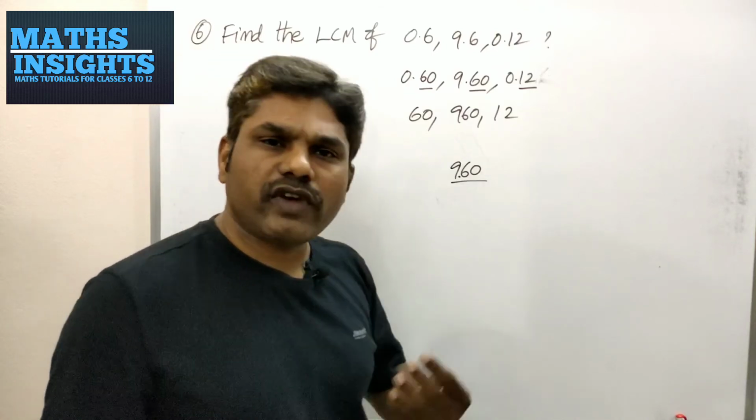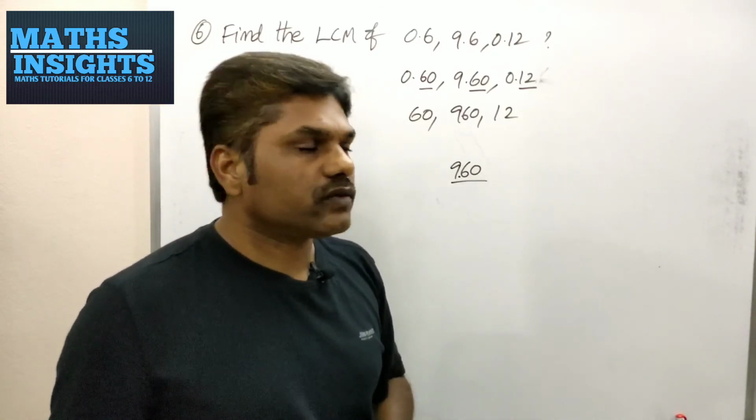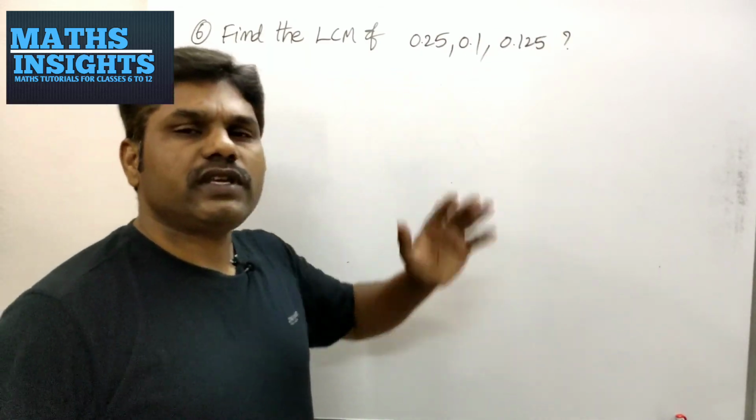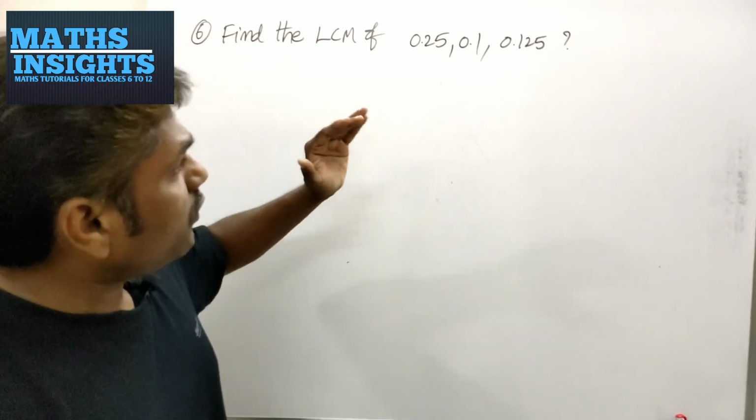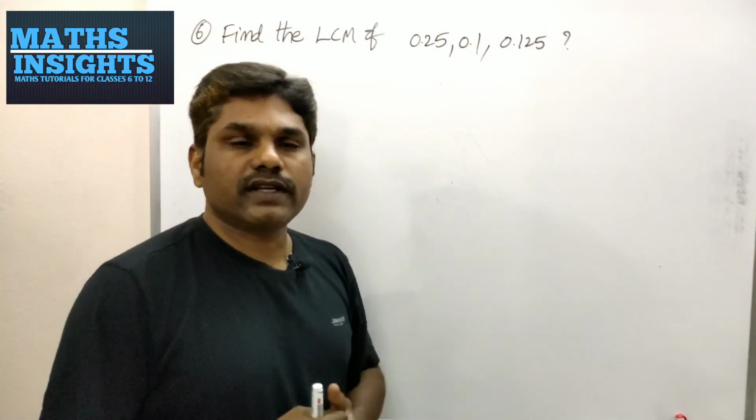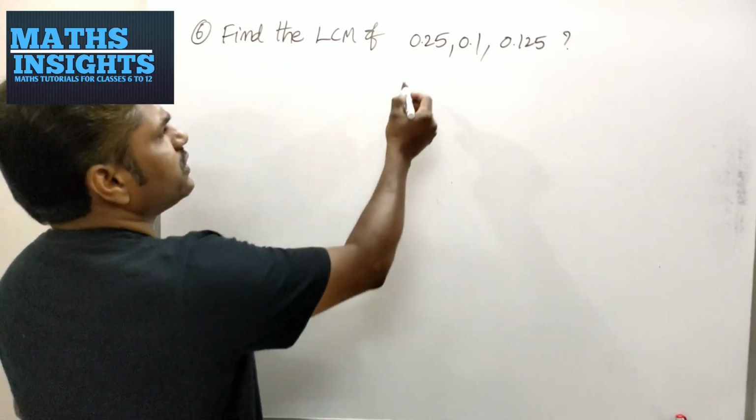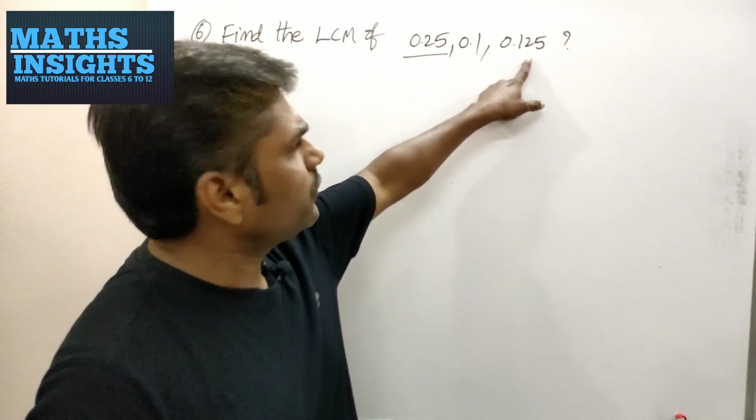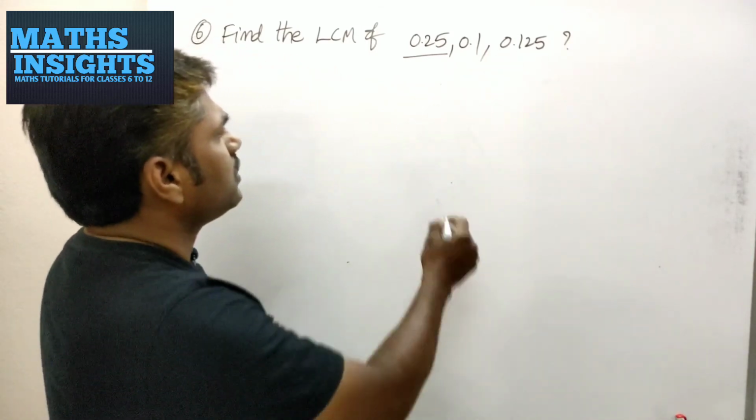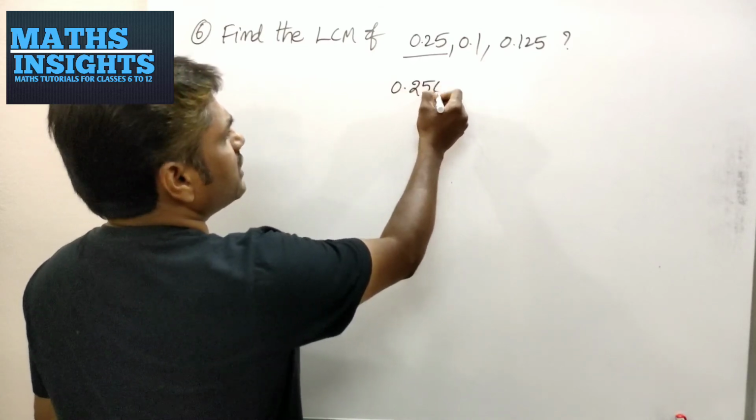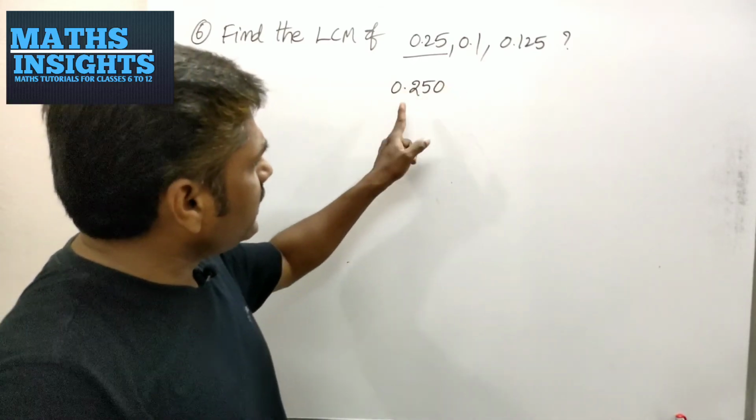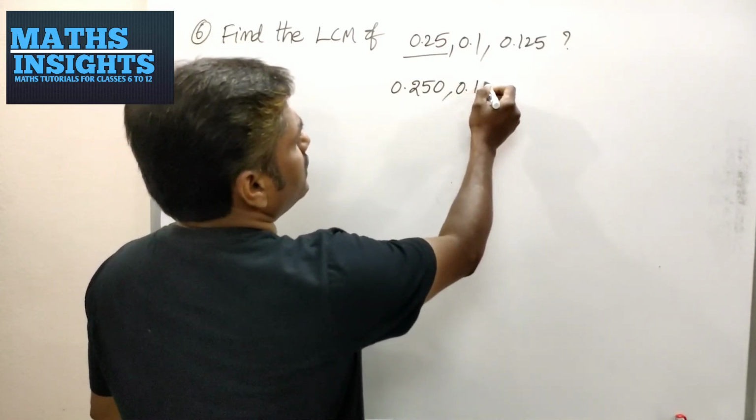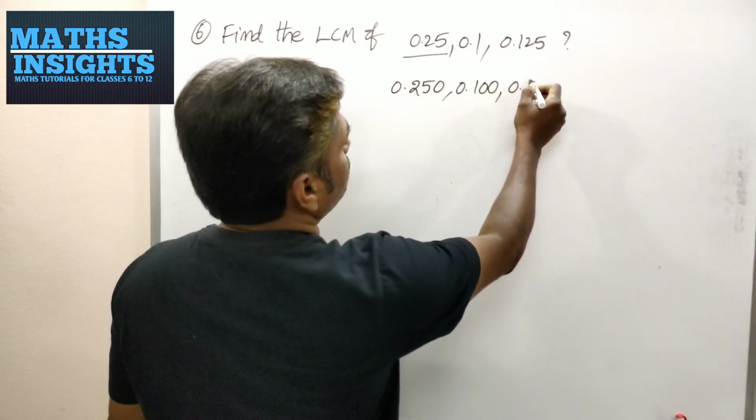This is the same way to find HCF of the decimals also. This is the next problem. I am taking a problem based on decimals to make it very clear. And if you observe, after the decimal you have 2 digits. Here is 1, here is 3. So these are the highest. So you have to adjust every number by writing 3 digits after the decimal. So this is 0.100 and this is 0.125.